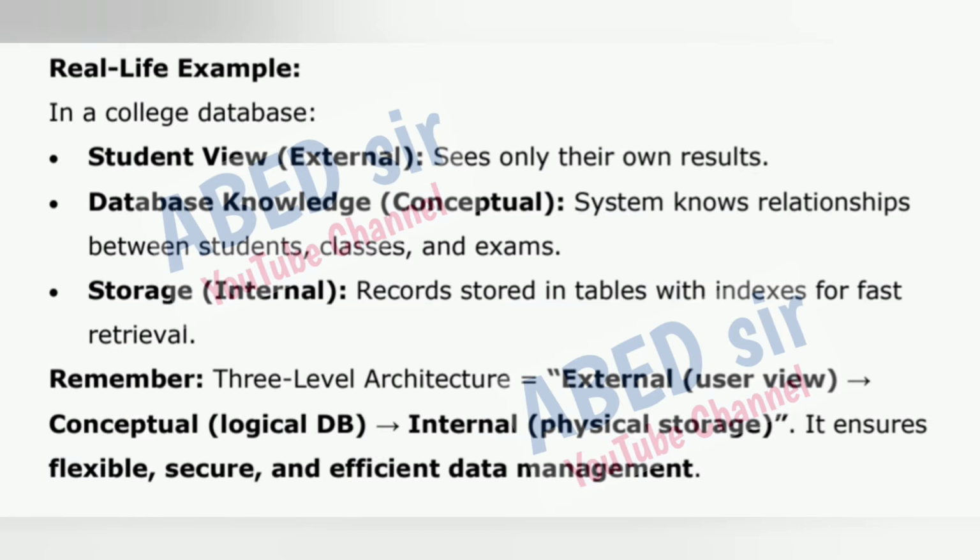Real-life example. In a college database, student view, external, sees only their own results. Database knowledge, conceptual, the system knows relationships between students, classes, and exams. Storage, internal, records stored in tables with indexes for fast retrieval. Remember, three-level architecture equals external, user view, conceptual, logical DB, internal, physical storage. It ensures flexible, secure, and efficient data management.